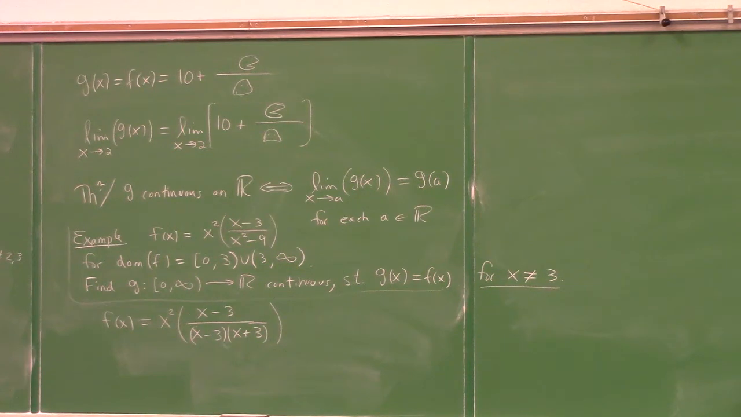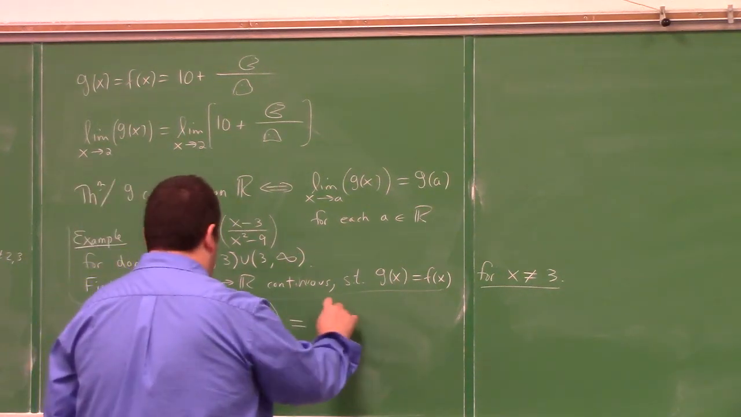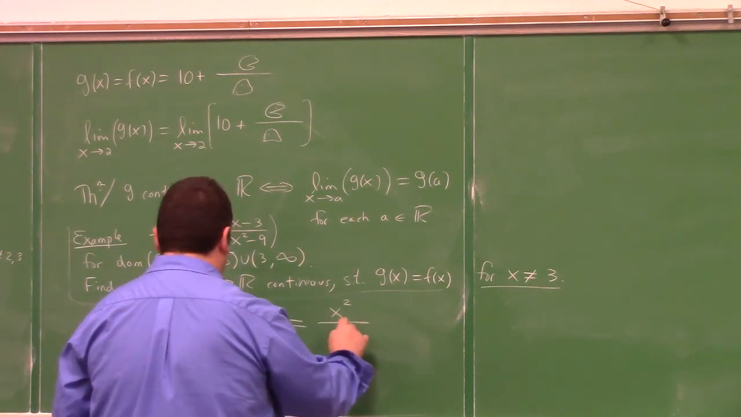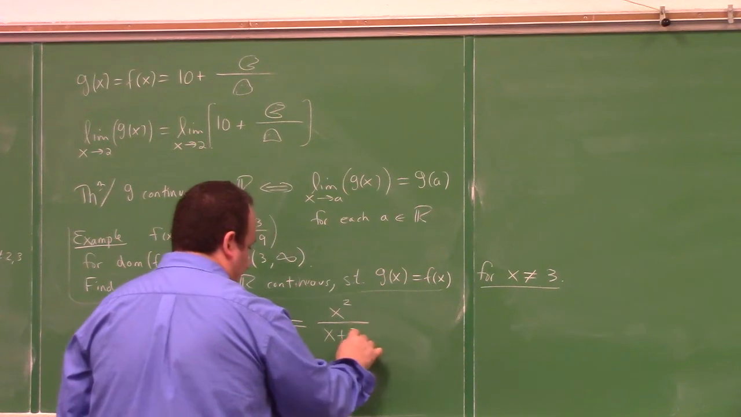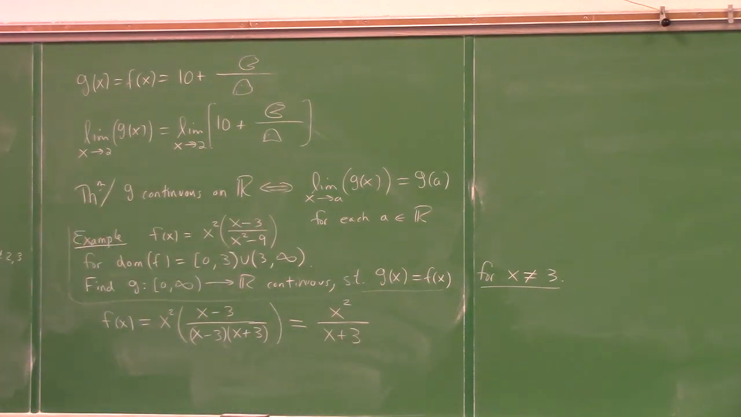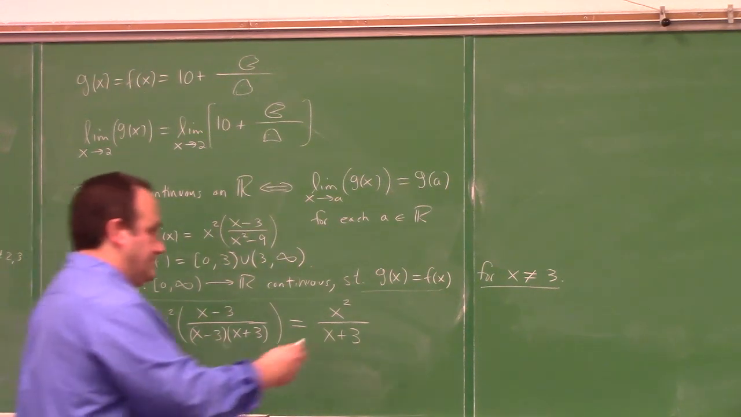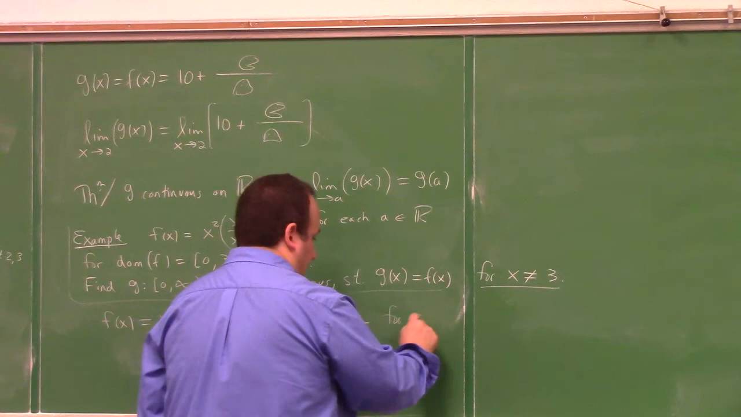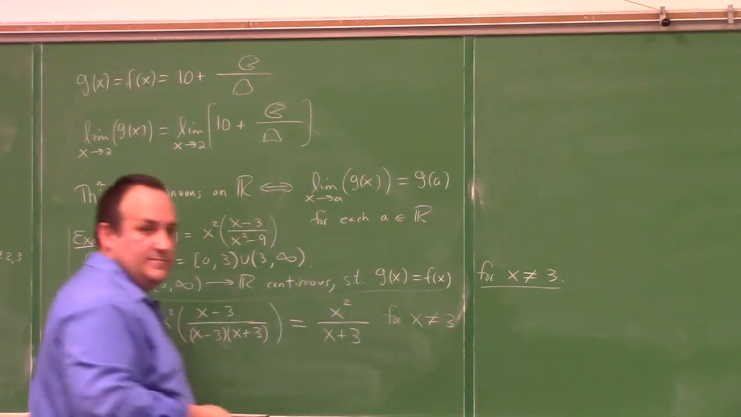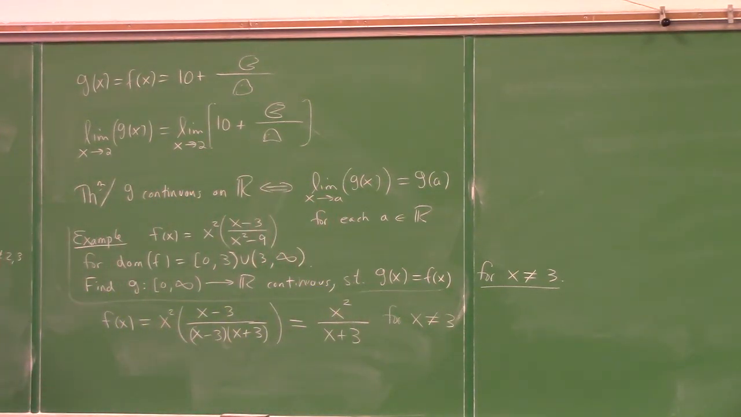So what can we do? Cancel the x minus 3, right? So this is x squared over x plus 3. For what? That's only true when what? For x not equal to 3, right? That's the string attached there, right?